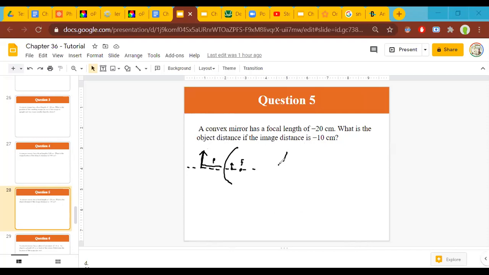So we have 1/P plus 1/Q is equal to 1/F. We want to find the object distance. So we're going to solve for P. That should be Q times F divided by Q minus F. And P will turn out to be a positive number. So everything's accounted for in this formula if we keep track of the signs. Q is negative 10 centimeters. So is F.